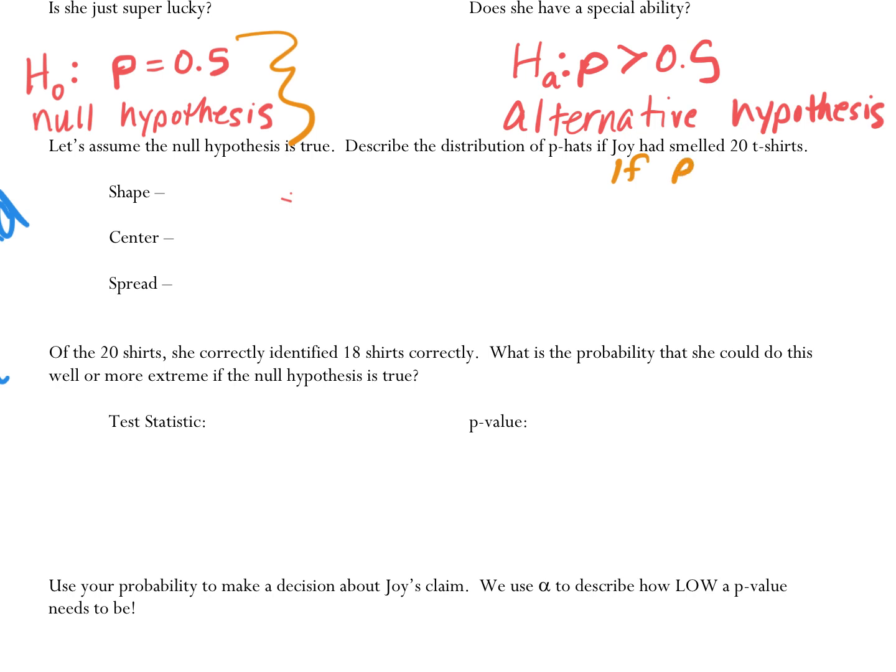If P is equal to 0.5, can we figure out what those P hats would look like? All right, so let's start with the shape. We would do 20 times 0.5 and 20 times 1 minus 0.5, which is 10 and 10. And so those P hats are normal.